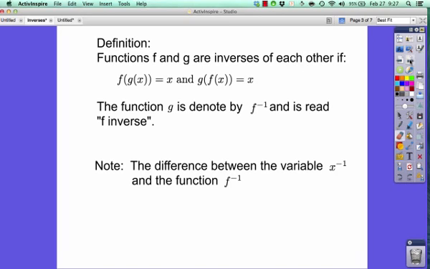This notation gets a little weird. It's f to the -1. I'm going to talk about that in a moment, but the notation is, I'll write it freehand just so you can see it. It's just f to the -1 power, just like an exponent. But it's not an exponent, so just be aware of that. We call it f inverse.